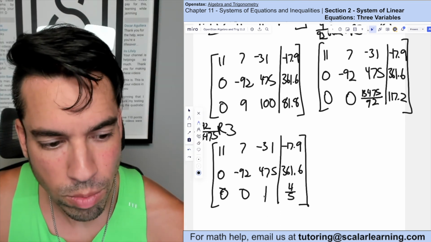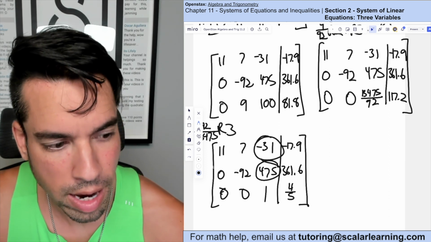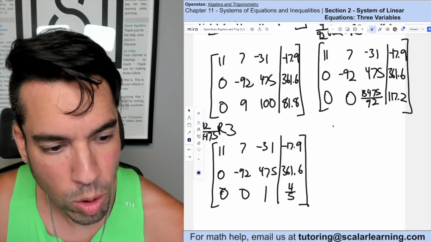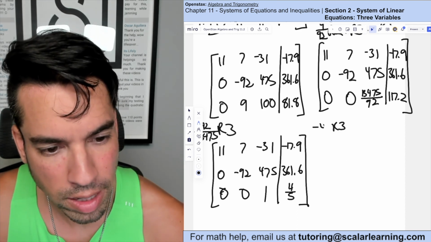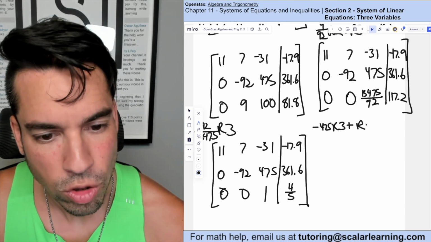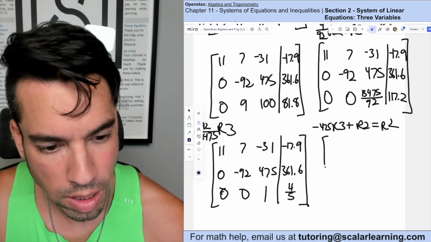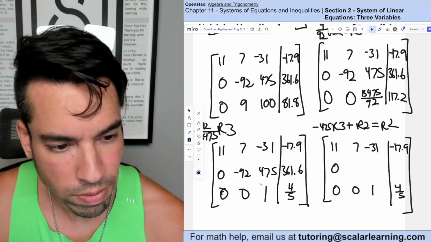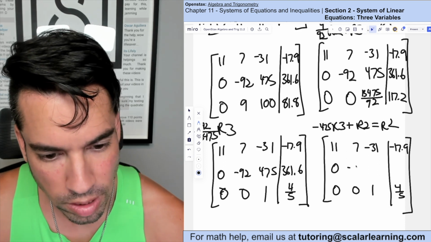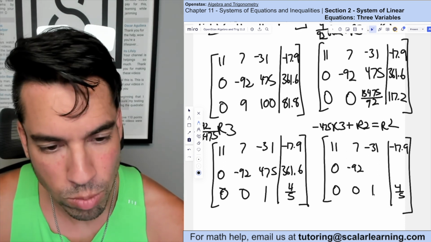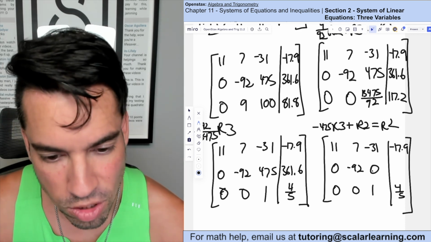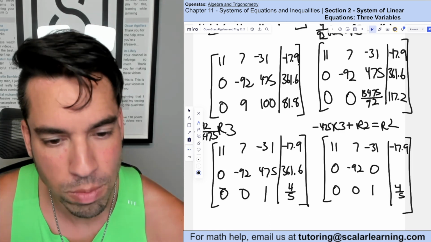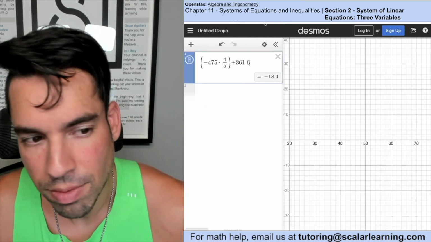Next, what I can do now that we've got this is I can zero out this and this pretty easily. So first, to zero out this one, I'm going to multiply row 3 by -475, and I'm going to add it to row 2 to get our new row 2. So let's write that out now. All right, so -475 times 0 is 0 plus 0 is 0. -475 times 0 is 0 plus -92 is still -92. Then we got -475 times 1 is -475 plus 475 is 0. Beautiful. Then we got that times this fraction plus this. I'm going to do that in Desmos. And we add it together and we get this nice -18.4.